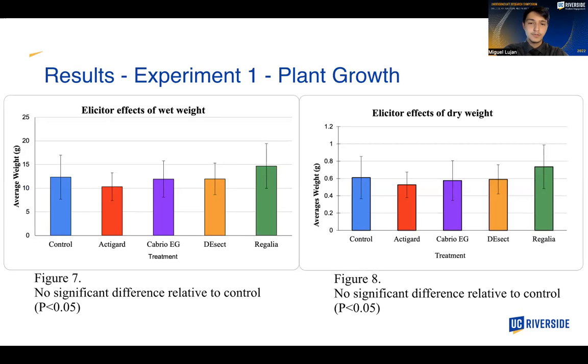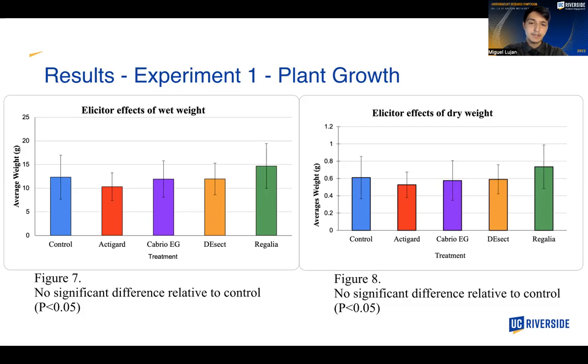So moving on to the results of experiment 1 with plant growth, we analyzed the plant weight of each treatment of lettuce immediately after harvesting and found some results. Below are 2 graphs looking at how different treatments affected both wet weights and dry weights of plants. Both had treatments on the x-axis and average weights in grams on the y-axis.